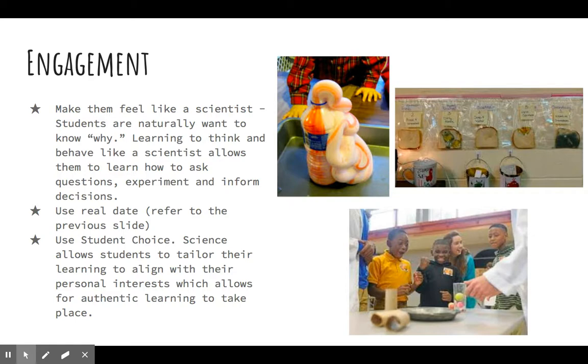But some ways that you can do that is you can make them feel like a scientist. Students are naturally wanting to know why. They always have the question of why this, why that. So learning to think and behave like a scientist allows them to learn how to ask questions, experiment, and inform decisions. You can also use real data, which is what we talked about on our previous slides about going out and finding things yourself. And then you can also give them student choice.